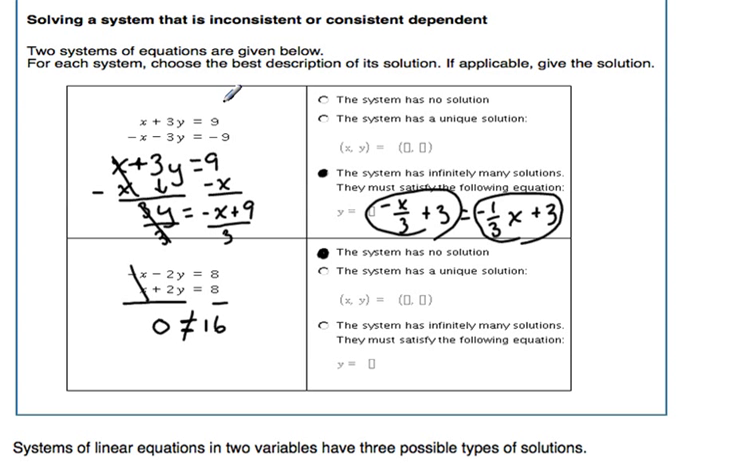So the first set of equations, the system has infinitely many solutions, and they must satisfy the following equation. You can either write it as y equals negative x over 3 plus 3, or y equals negative 1/3 x plus 3. And the second system of equations has no solution.